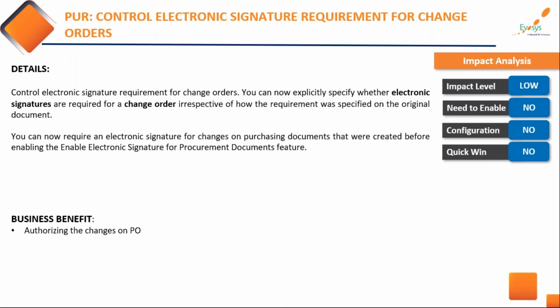Moving to the next, under purchasing, the feature is control electronic signature requirement for change orders. Earlier, electronic signature requirement was not there to be captured as a part of the change order process, but now we can enable the electronic signature to make sure that we are authorizing the changes on the purchase order. This specific feature is available from 20D onwards. We feel that it might not be of a major impact. However, the organizations which are still following an electronic signature as an authorization could use this feature for approving the change orders as well.